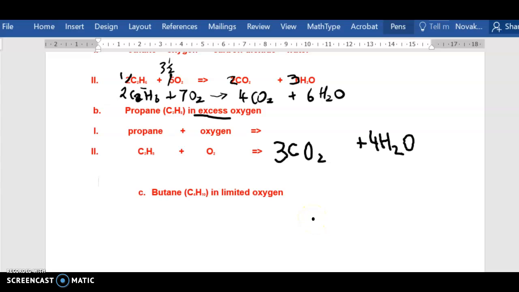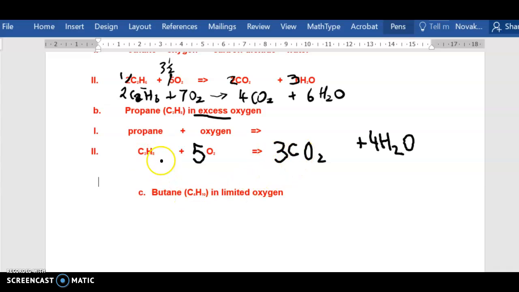And finally, we always do oxygen last. Clearly, we have all the oxygens on this side, so we have 3 times 2 is 6 oxygens, and 4 times 1 is 4. So 6 plus 4 is 10. And so 10 will need 5. And see, that's why turbochargers are used to pump extra oxygen in, so you get a nice clean burn. And that's balanced. You can now just basically check.